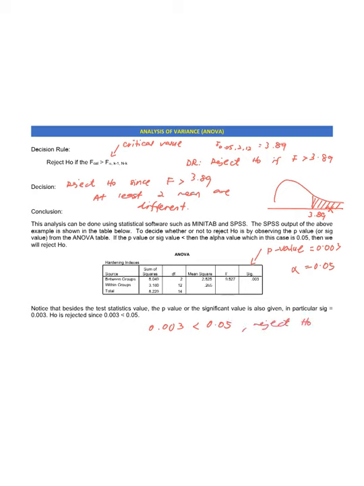So kita akan dapat decision yang sama lah, sama ada you guna value F ataupun you guna p value. Okay, so it shows that the tests are significant. So we reject H0 and we can conclude that the population means are different. Dia tak sama.